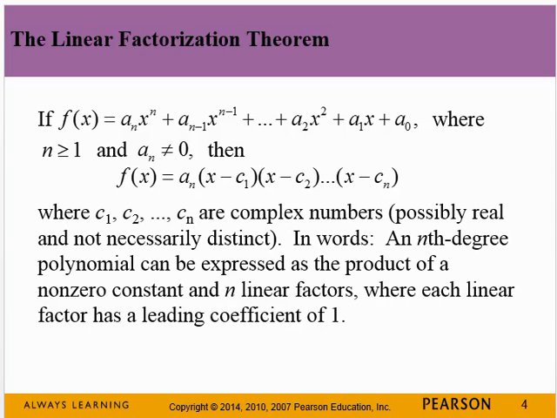Linear factorization theorem. If your polynomial has n greater than or equal to 1 and a sub n is not 0, then you will have the factored form f of x equals a sub n times x minus c1 times x minus c2, etc. In this case, c1, c2 are complex numbers. They could be real numbers, but not necessarily distinct. So in other words, the nth degree polynomial can be expressed as a product of a non-zero constant and n linear factors, where each linear factor has a leading coefficient of 1.